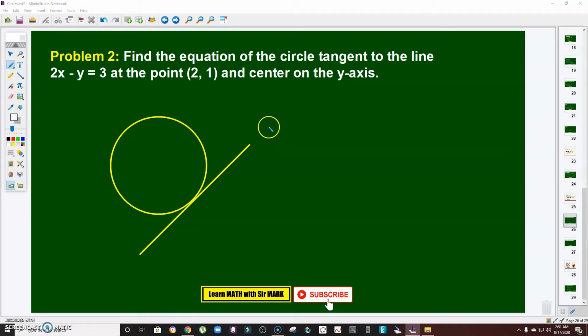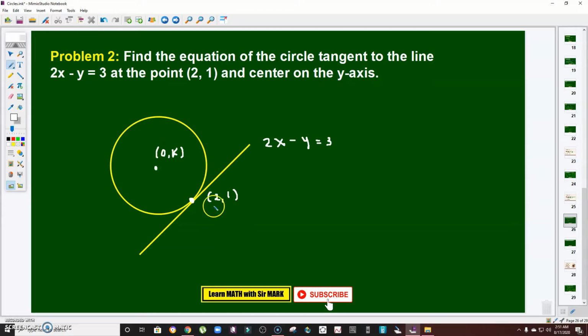Suppose this is my tangent line with an equation of 2x minus y equals 3, and that's tangent to the circle at the point (2, 1). So this will be my point of tangency. Then it says here the center is located on the y-axis. Meaning to say, if this is the center, the coordinates of that is (0, k).